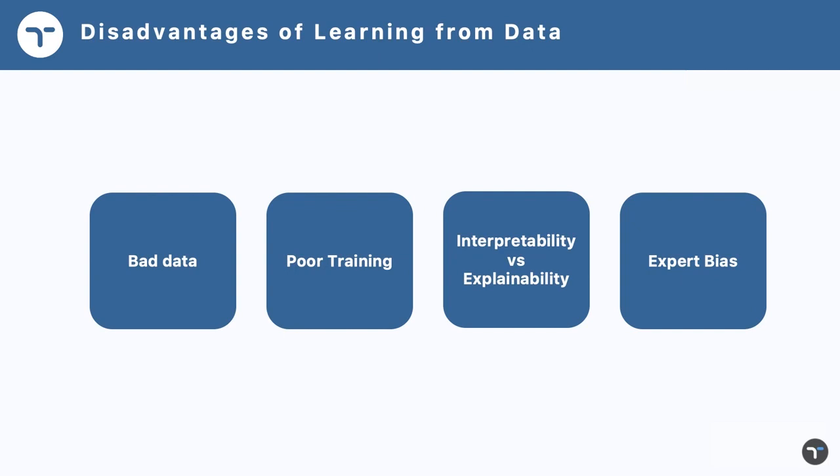And then, of course, there are disadvantages of using machine learning. I tried to summarize them in just 4 different blocks. First of all, because we are learning from data, we need good data. If we don't have good data, then we can't learn patterns properly. And then once we have good data, we need to make sure that the training process is sound.